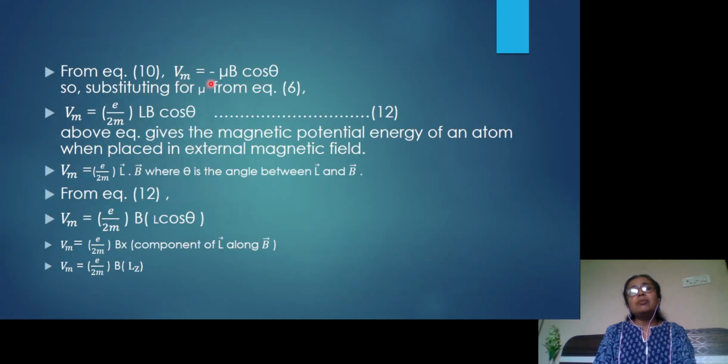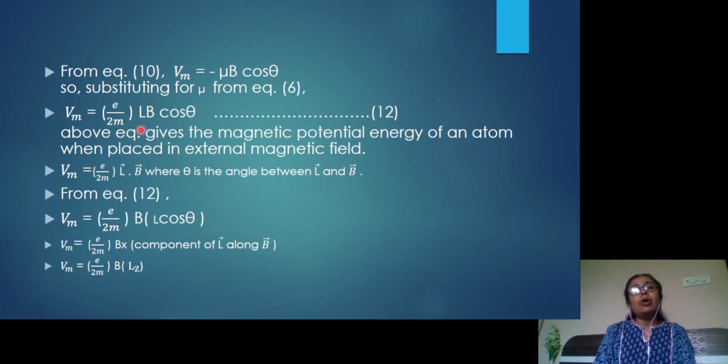Now, because Vm is equal to minus mu B cos theta, we know that mu, that is the magnetic moment, and the orbital angular momentum L, these two vectors are oppositely directed with respect to each other, and mu is equal to minus e upon 2m into L bar. So in vector notation, mu bar is minus e upon 2m into L bar, that we have seen in the previous lecture.